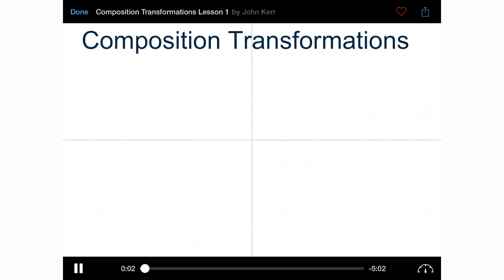Okay, in this lesson I want to talk about composition transformations. Composition transformations is when we apply more than one transformation to an image. So let's take, for example, an image that we have on the coordinate plane. Let's use a triangle. We'll use the triangle ABC, and here is the triangle.